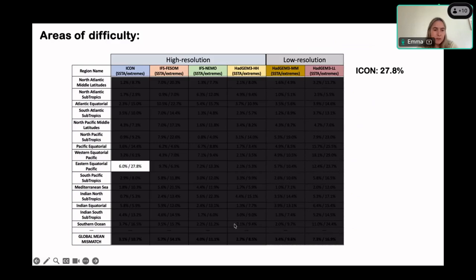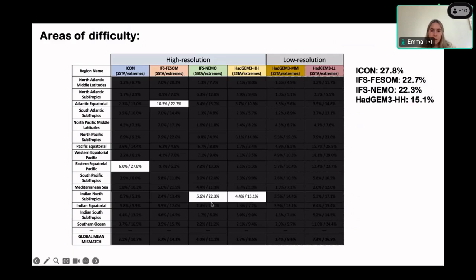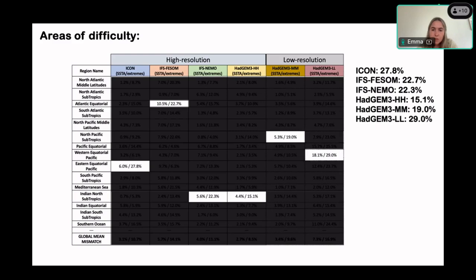For ICON, the worst mismatch was in the Eastern Equatorial Pacific with 27.8%. For IFS FESOM, it was the Atlantic Equatorial with 22.7%. For IFS NEMO, it was the Indian North Subtropics with 22.3%. For HadGEM High Resolution, it was the same region with 15%. The medium resolution HadGEM had the North Pacific Subtropics, and the lower resolution, which had also the highest mismatch, was in the Western Equatorial Pacific with 29%.